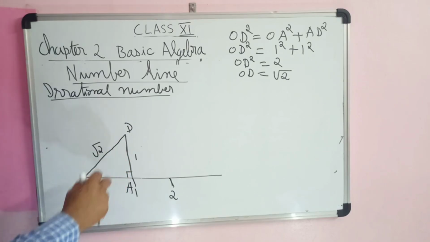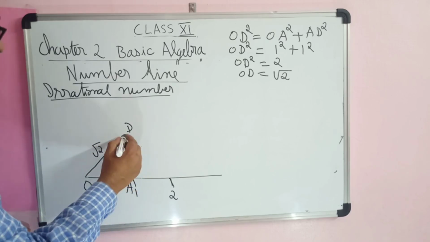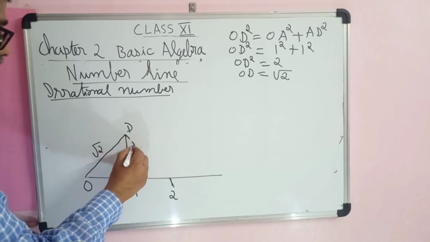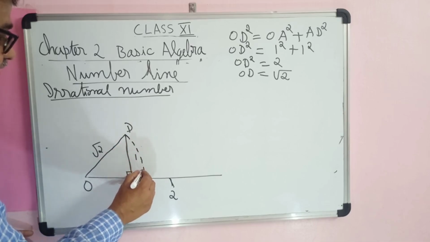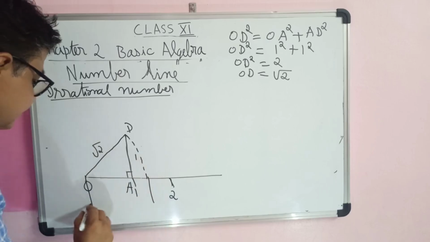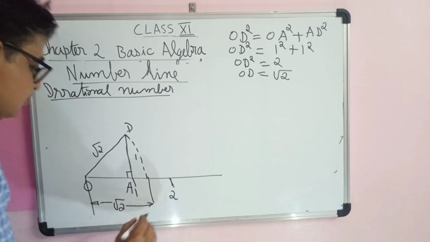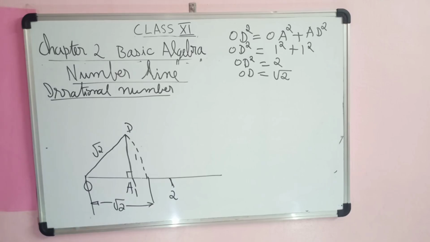How to mark this root 2? Take the compass, take this OD and cut an arc on the horizontal number line. It will cut somewhere like this. So this length is root 2. This is how we can represent root 2, which is an irrational number, on the number line.